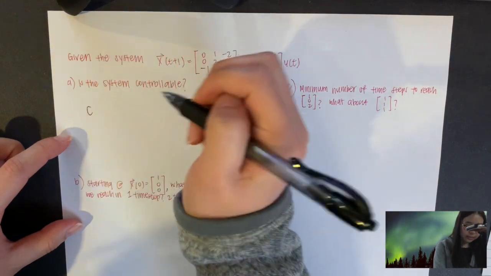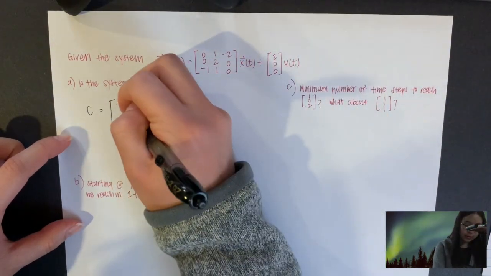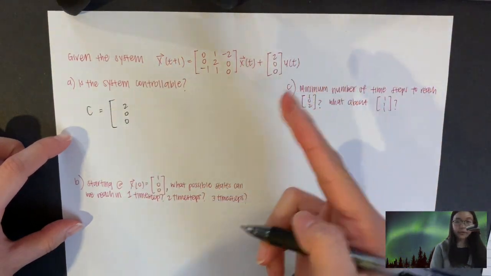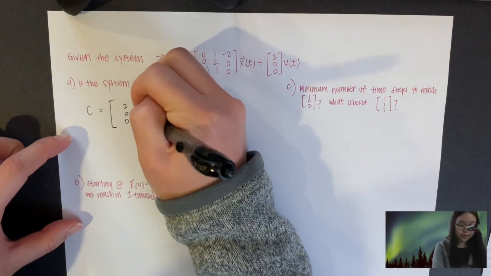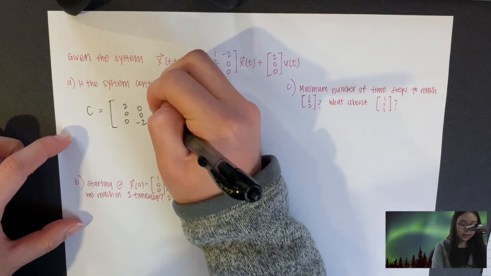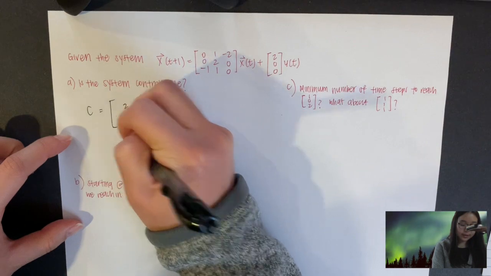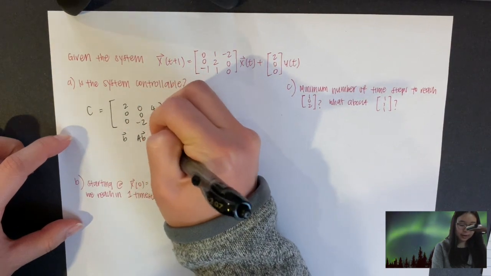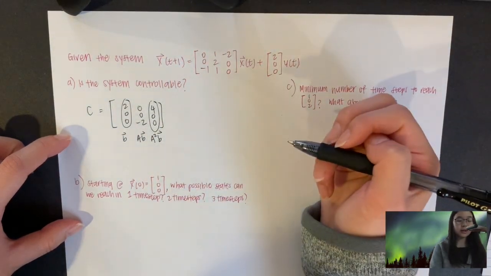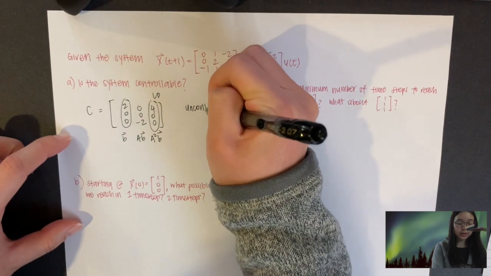How you do that is by writing out the controllability matrix. So we have C equal to the vector 2, 0, 0, and then you multiply by A, which I'm going to skip the algebra showing, but it'll become 0, 0, negative 2. Then you multiply by A again, and you will get 4, 0, 0. So this is B, this is AB, and this is A squared B. Here you can see that these two vectors are linearly dependent, so this is in fact uncontrollable.